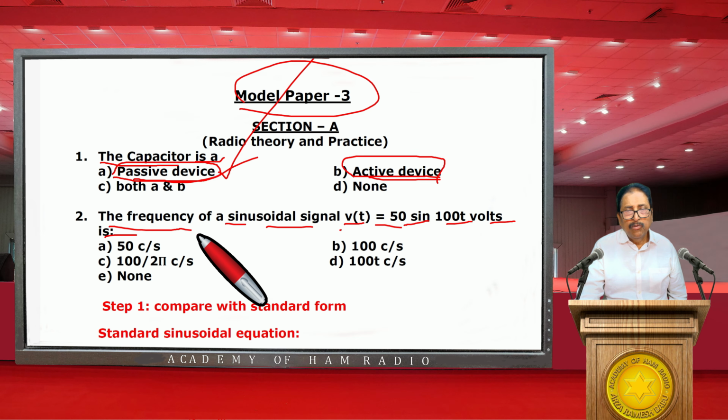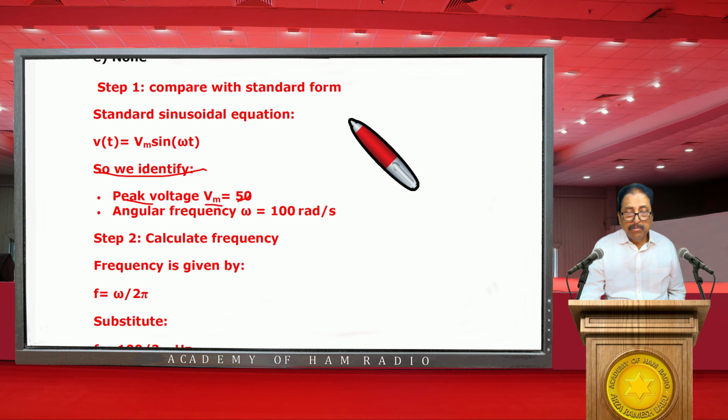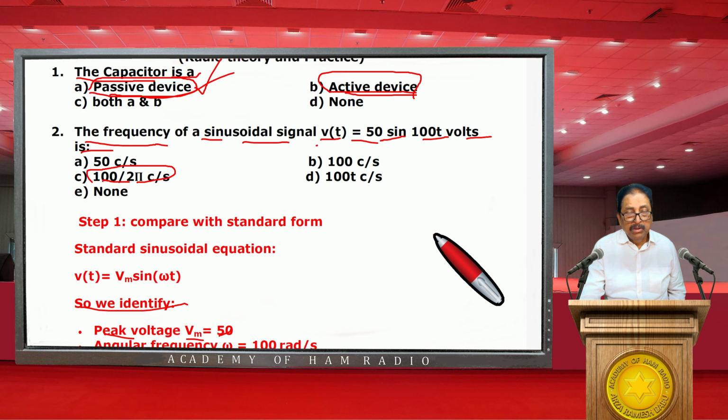So we have to calculate the correct option. Actually, the correct option is 100 by 2 pi cycles per second. How did we get this answer? Step 1: compare with the standard form. This is the standard form: Vt is equal to Vm sin omega t. So we identify the peak voltage Vm from the given formula, which is 50.